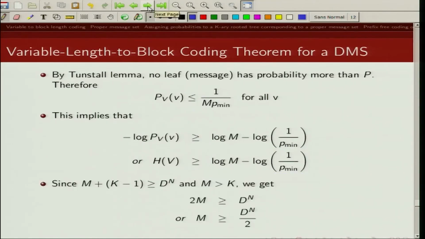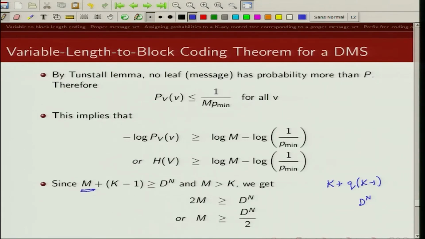Next, what is the number of messages we have? The number of messages that we have is k plus q times k minus 1. The number of code words we have is d to the power n. So the number of messages that we can have at maximum is basically up to d to the power n.